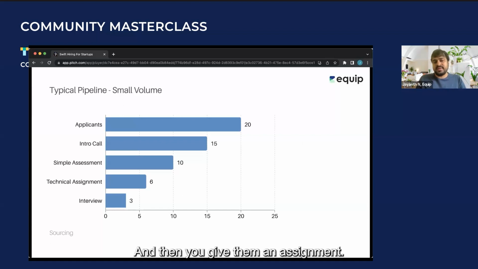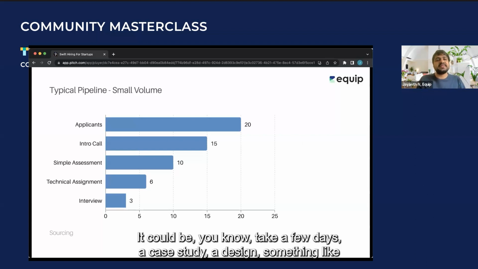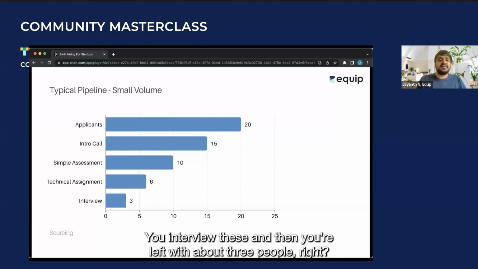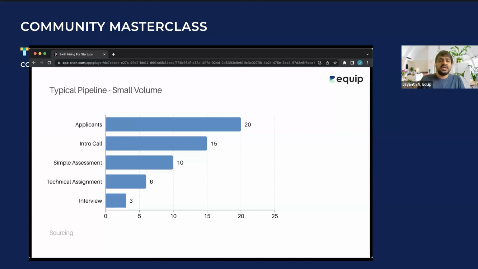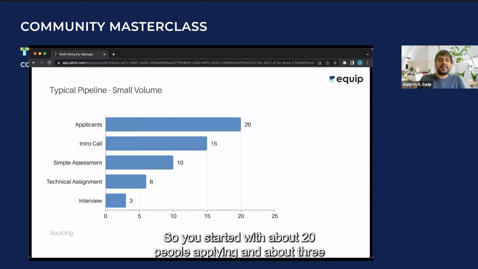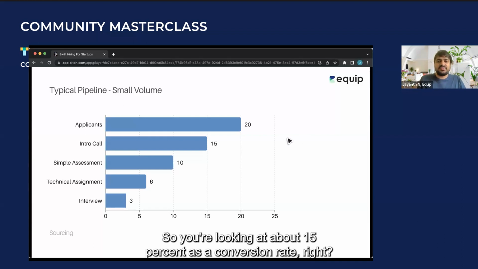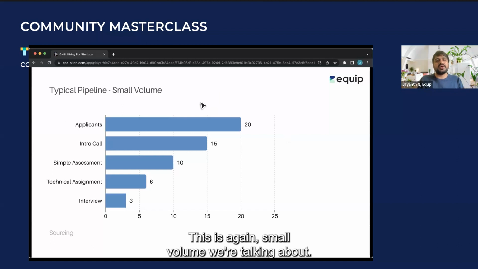And then you give them an assignment. The assignment could be a larger thing. It could take a few days, a case study, a design, something like that. That brings it down to about 5 or 6. You interview these, and then you're left with about 3 people. So you started with about 20 people applying, and about 3 people get the offer letter. So you're looking at about 15% as a conversion rate. This is, again, small volume we're talking about.